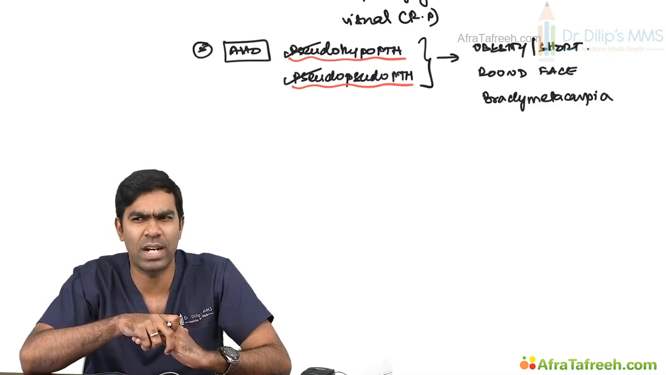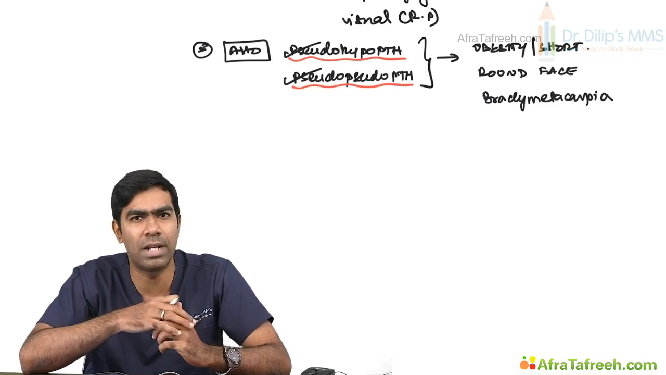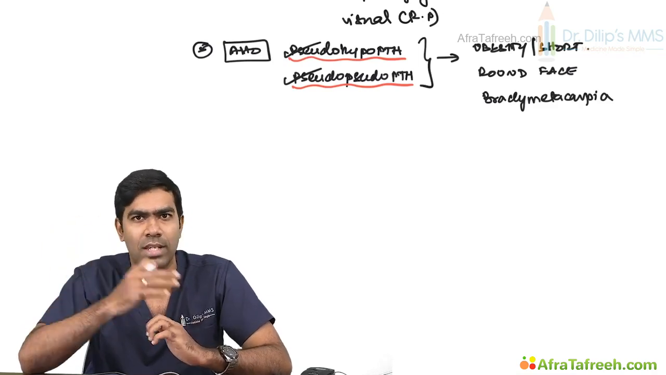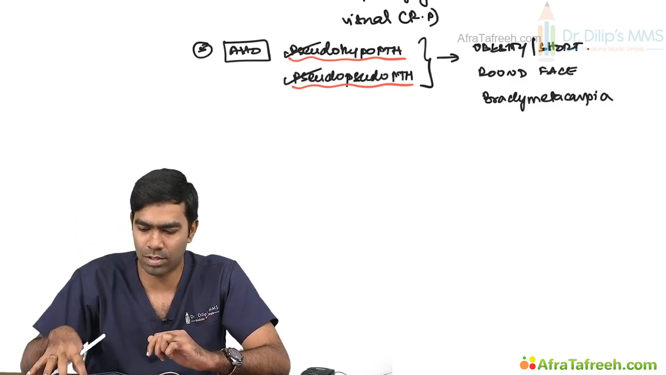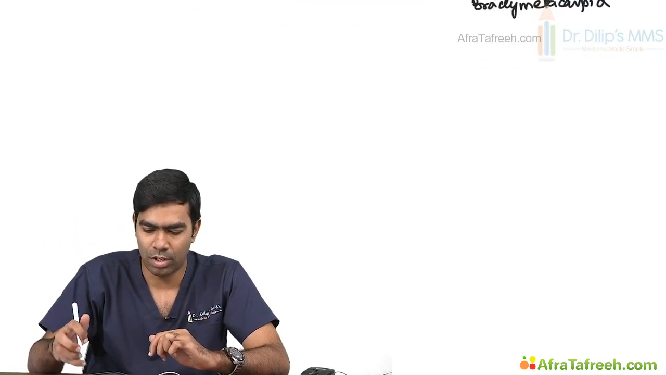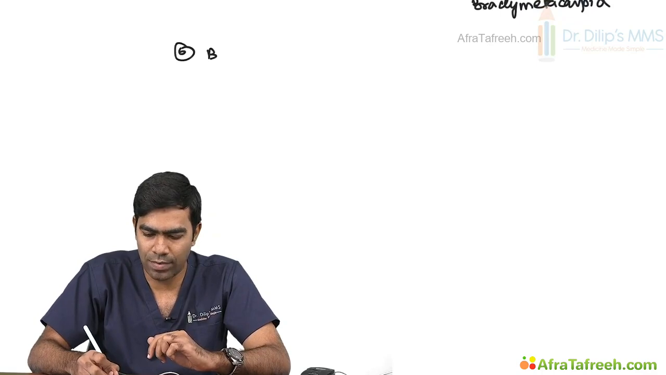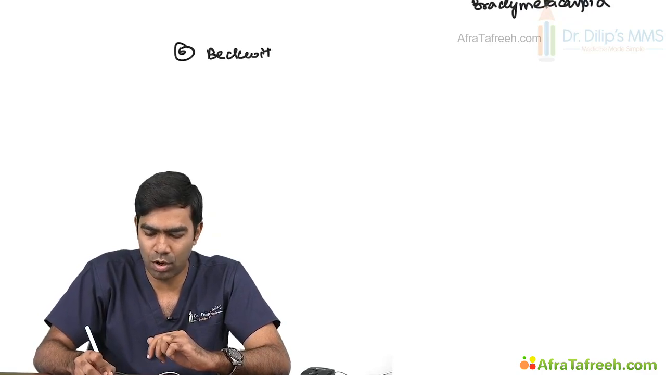And this also leads to an interesting sign called a knuckle dimple sign, and the details of which we'll be seeing in the rheumatology section as I promised. So this is Albright's hereditary osteodystrophy. And you have another syndrome called Beckwith-Wiedemann syndrome.